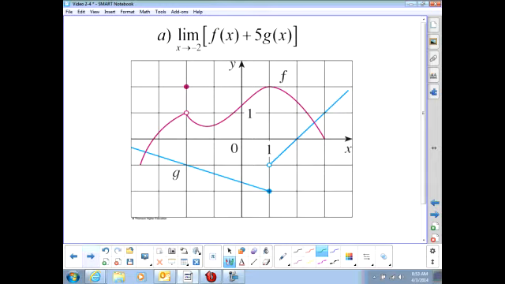So now we'll look at applying some of those properties. We want the limit as x approaches -2 of f of x plus 5 g of x. Well, our properties tell us we can take the limit of f of x to start out as x approaches -2. f is our red one there. So as x approaches -2, our y values are getting closer and closer to 1.